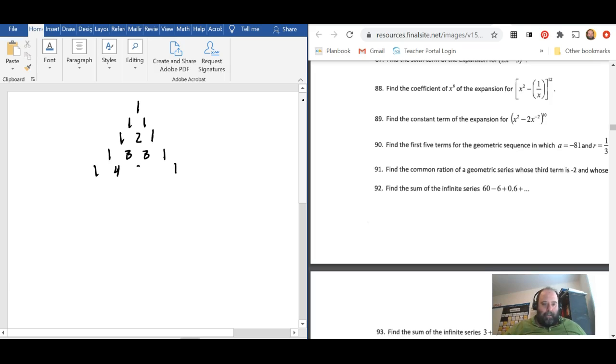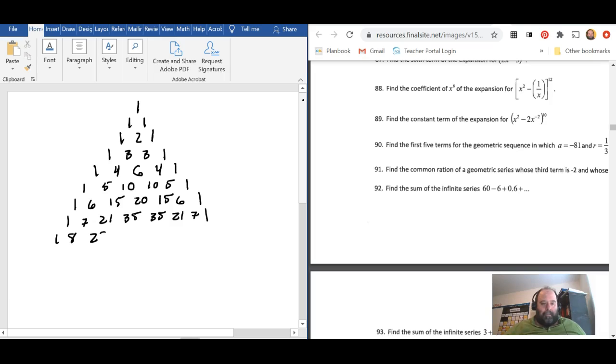I have to do this until I get to the 10th power, which is kind of big, but we're going to get there. So that's the 5th power. This is the 6th power. This is the 7th power. This is the 8th power. It's got a neat little symmetry to it. The 9th power.